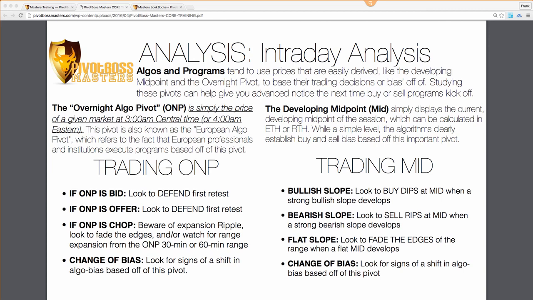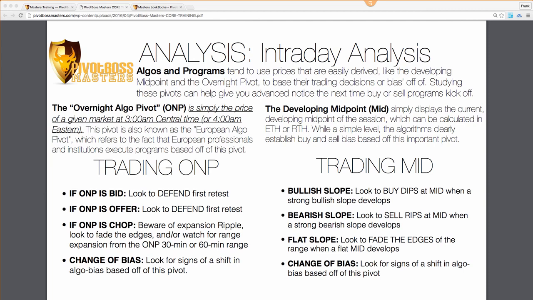So number one, the overnight algo pivot is simply the price of a given market at 3 a.m. Central Time or 4 a.m. Eastern. This pivot is also known as the European algo pivot, which refers to the fact that the European professionals and institutions execute programs based off of this pivot. And this pivot was really, for me at least, introduced to me in the Mr. Top Step room. One of the traders in the room is an algo developer based off of his Fibonacci data, and his name is Sam Easley, actually. And he introduced me to the overnight pivot and talked about it often in the room.